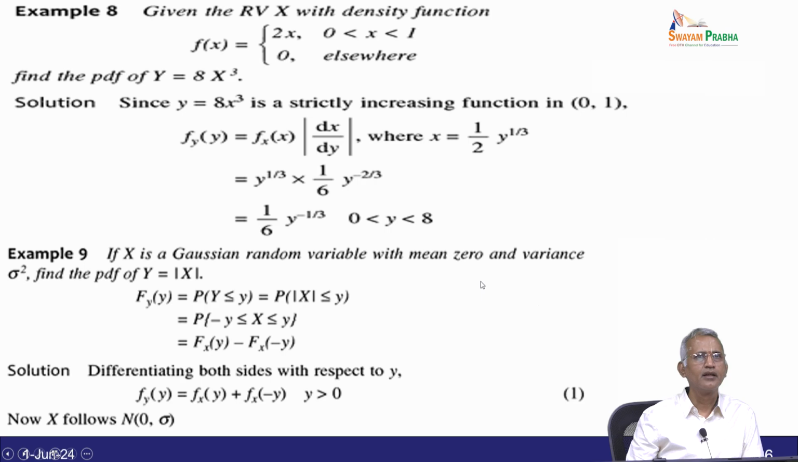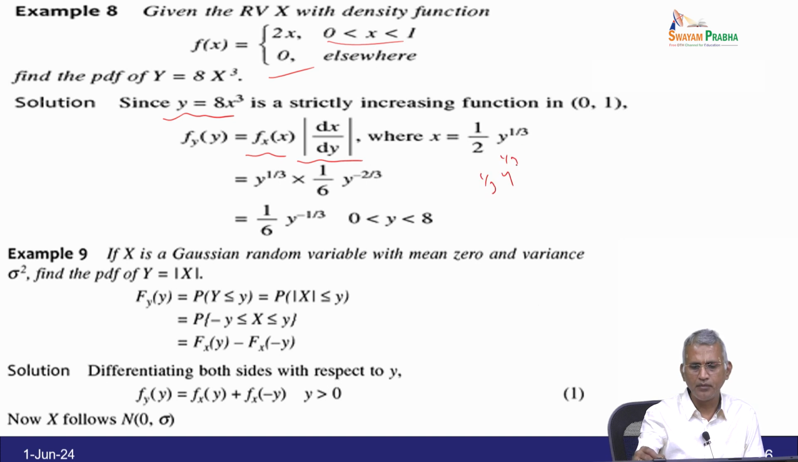Next problem: given a random variable x with the density function f of x equal to 2x, where x lies between 0 to 1, 0 otherwise, find the PDF of y equal to 8x cube. Here y equal to 8x cube is a strictly increasing function. So fY(y) equal to fX(x) into modulus of dx by dy. Here x equal to 1 by 2 into y power 1 by 3, differentiate, we have 1 by 3 into y power 1 by 3 minus 1, by 2. Therefore fX(x) is equal to y power 1 by 3, and this result is 1 by 6 into y power minus 2 by 3, and substitute, we have 1 by 6 into y power minus 1 by 3, where y lies between 0 to 8.